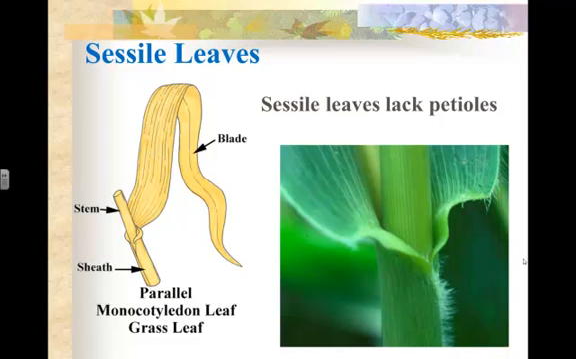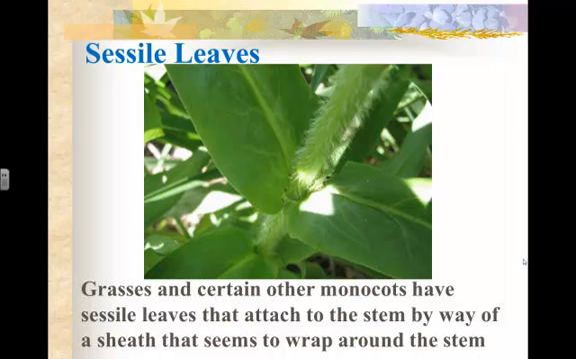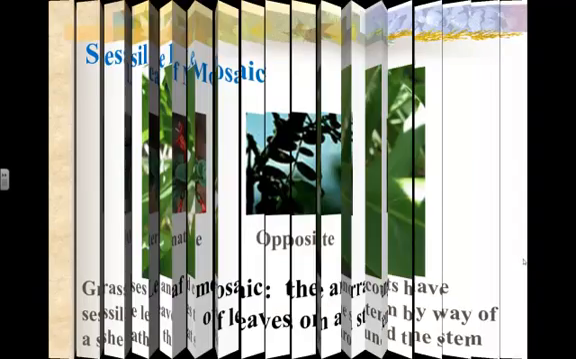Sessile leaves are leaves that do not have petioles. So the way that they are attached to the stem is they wrap around it. So sessile leaves, or certain other monocots have sessile leaves like grass. They're attached to the stem by way of a sheath. That's what wraps around the stem. And here's a good example showing you.